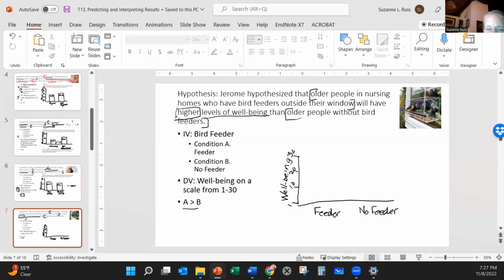Feeder versus no feeder. And so I think people in general without feeders, just a typical person might not be feeling that great. They're in a nursing home, maybe 10, you know, compared to the total that people might have. But maybe these bird feeders make it a little bit better. And so maybe we'll put a 10 here and maybe something like a 13 here. And then we can give a title to our presentation.